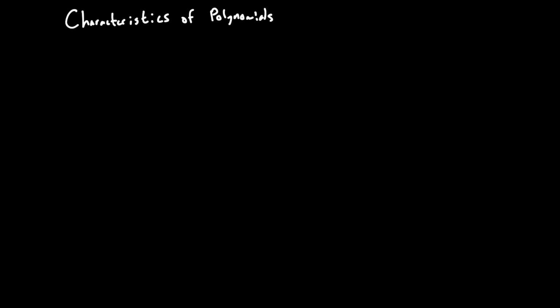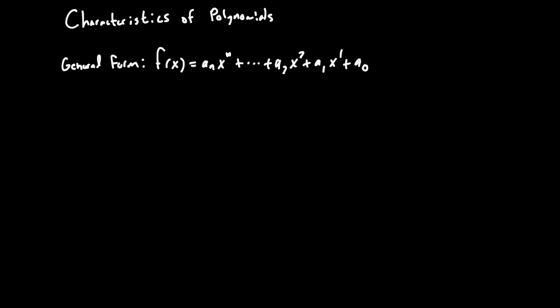In this video, we'll review terms and introduce some characteristics of polynomials. The general form of a polynomial is given by the following. And the leading term of a polynomial is the term that contains the x with the highest power. And the power of the x in the leading term is the degree of the polynomial.